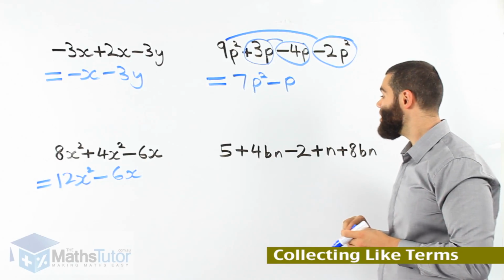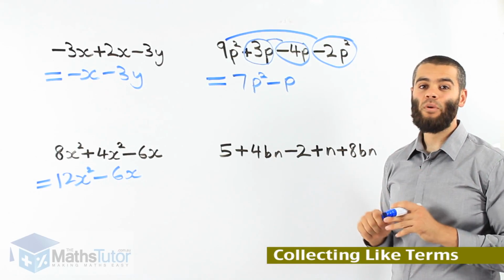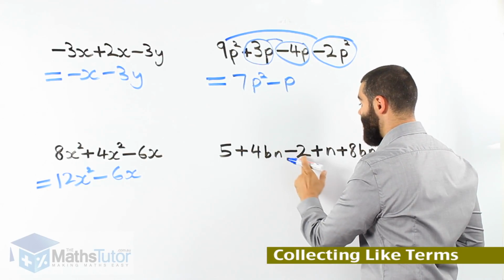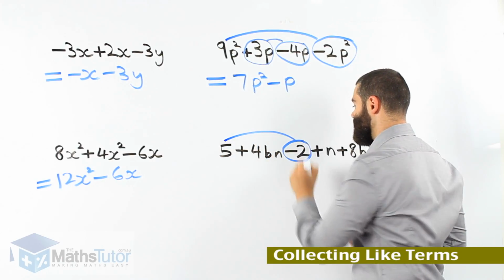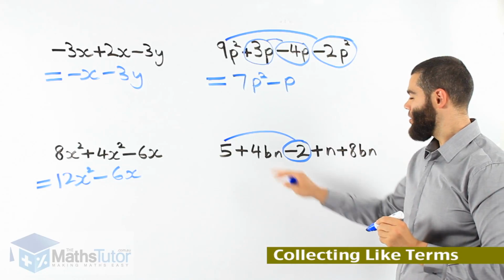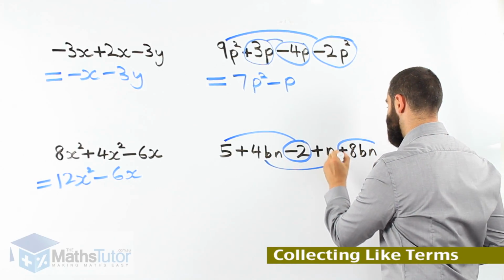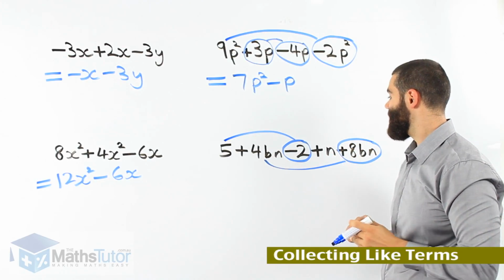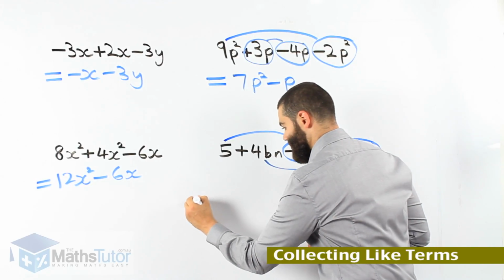5 plus 4bn minus 2 plus n plus 8bn. Again, we are looking for like terms. The 5 is a numeral, minus 2 is a numeral. So these are like terms. The 4bn we can see is a like term with the positive 8bn here. And the n, poor thing, doesn't have any like terms, it stays there. Let's work it out.